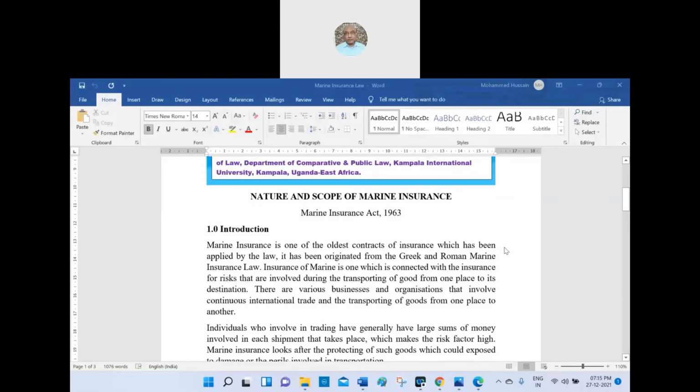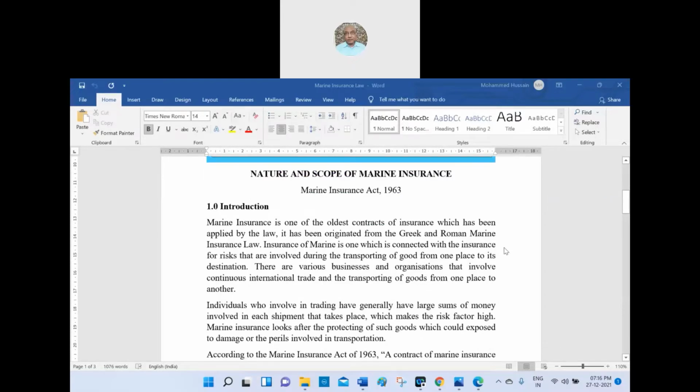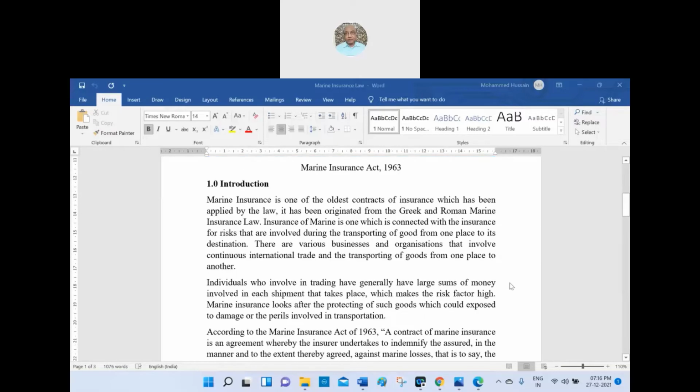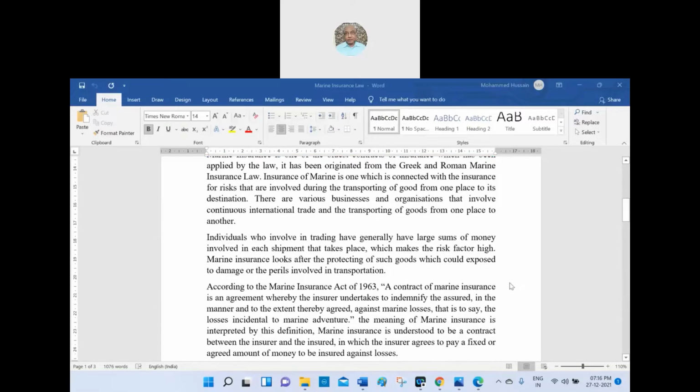That is why marine insurance is the oldest type of insurance contract. Marine insurance is connected with insurance for risks involved during the transporting of goods from one place to its destination. Various businesses and organizations are involved in continuous international trade, transporting goods from one country to another country. Individuals involved in trading generally have large sums of money involved in each shipment, which makes the risk factor high.